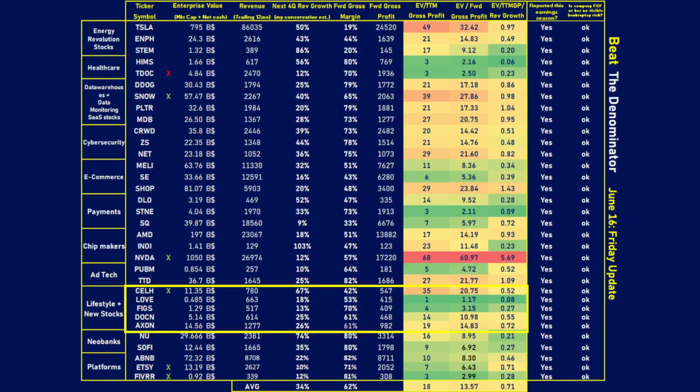Let me move on to lifestyle stocks, and I have new stocks that I still need to rework this spreadsheet. I haven't had the time, but I will shortly. The lifestyle stocks, you have Celsius, you have Lovesac, and you have Figs. Celsius is a company that I sold, I shouldn't have. I'm looking forward to getting back into Celsius.